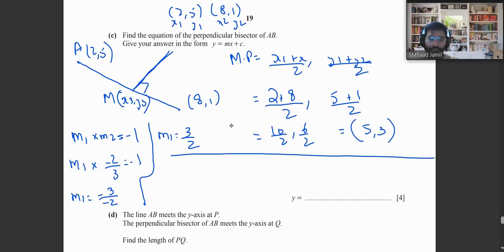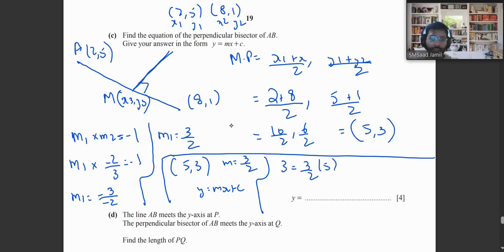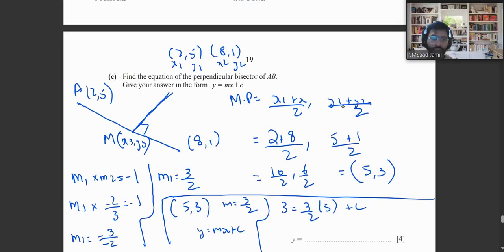So now we have the coordinates (5, 3) and we have the gradient, which is 3 upon 2. Just make the equation now. y equals mx plus c. So y is 3 equals m, 3 upon 2, multiplied by 5, plus c. There's no space, I'll continue over here. Okay guys. 3 equals 3 times 5 is 15 upon 2 plus c. c is equal to 3 minus 15 upon 2.